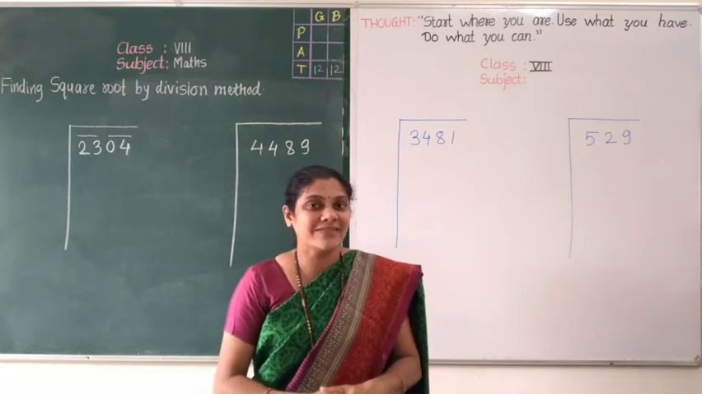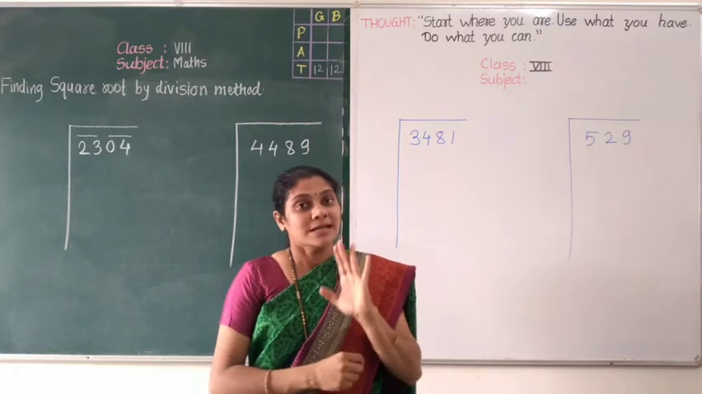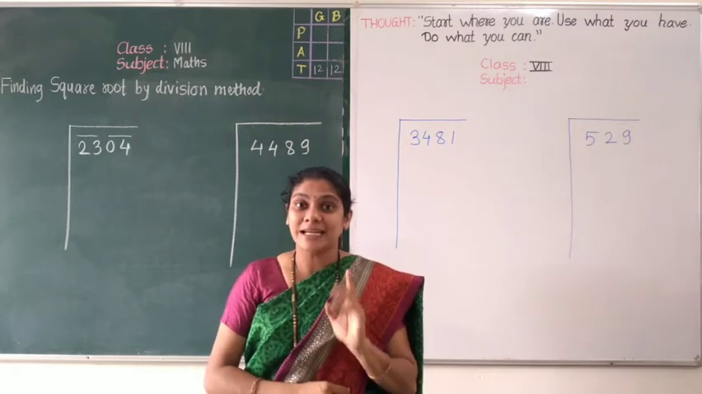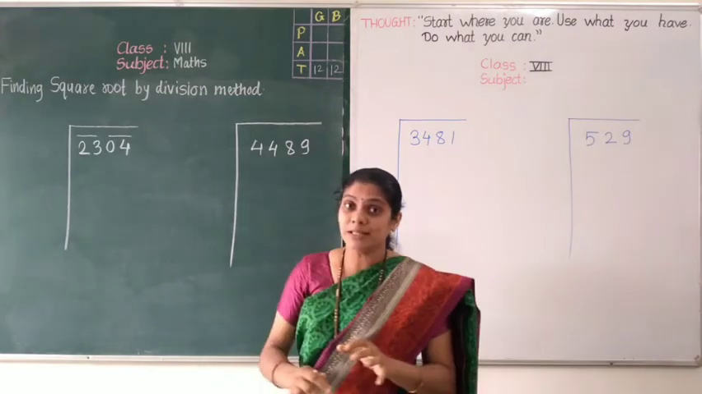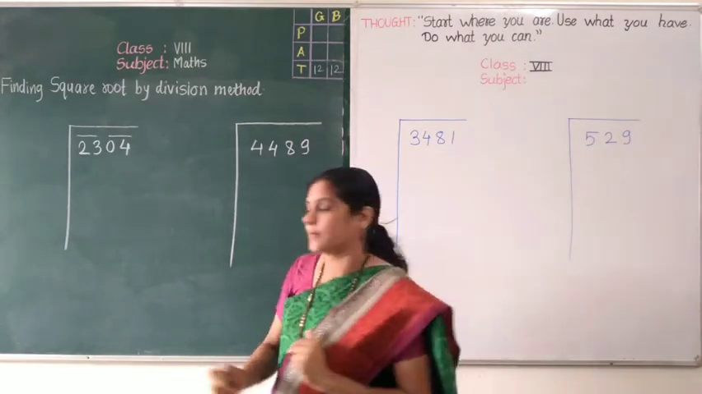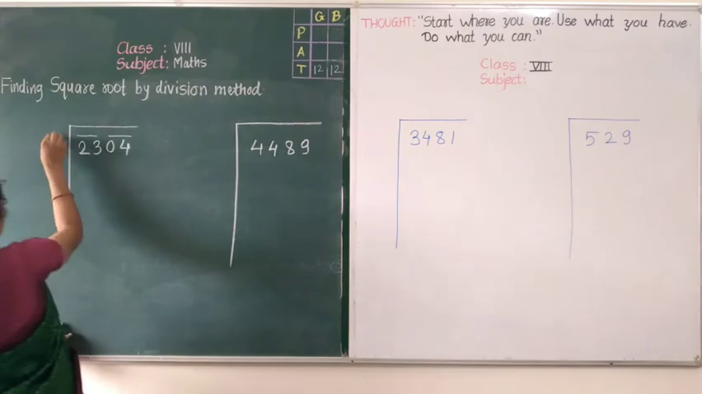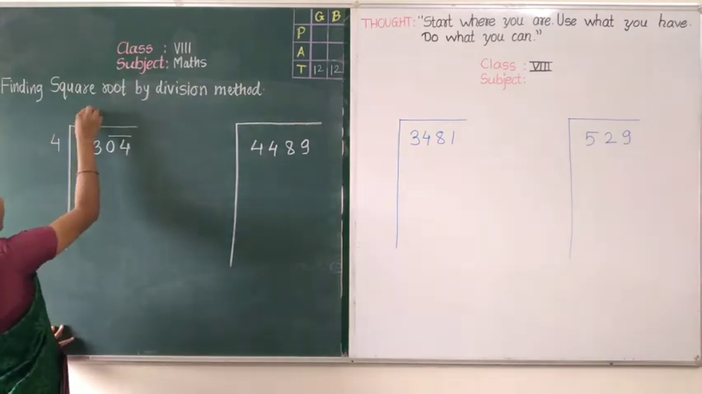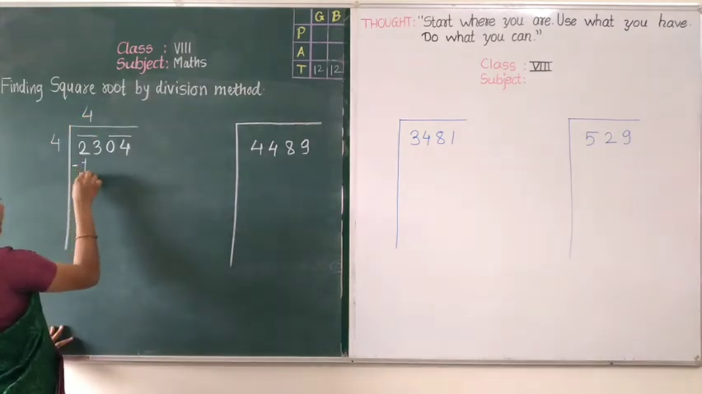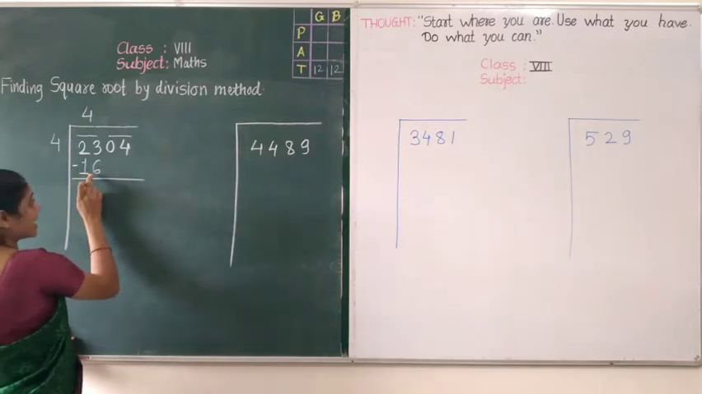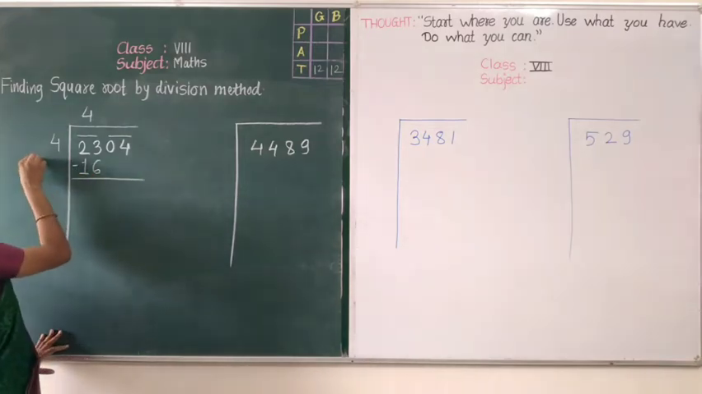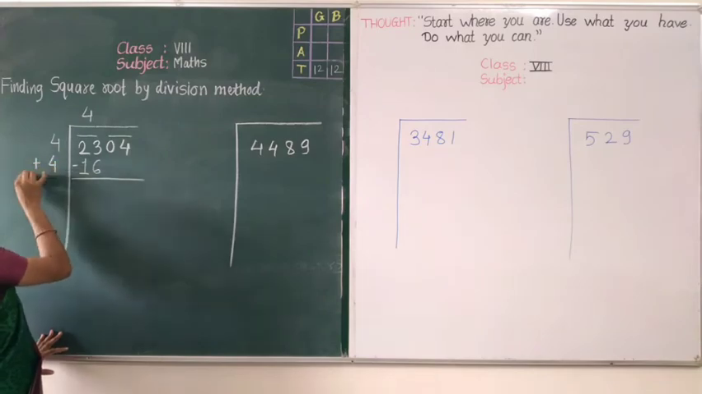18, no. 17, no. 16, yes. It is a perfect square of 4. So now we will select that number 4. Now look here at how we can write it. 4 4s are 16. And we are doing subtraction here, and now the same number we have to add here.